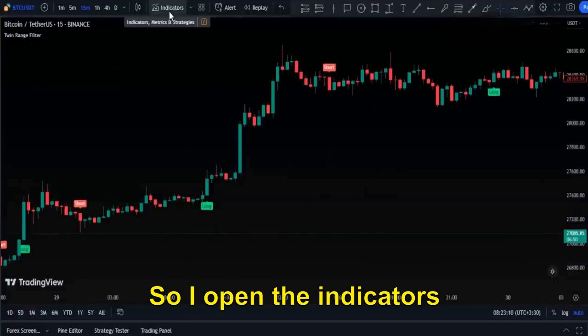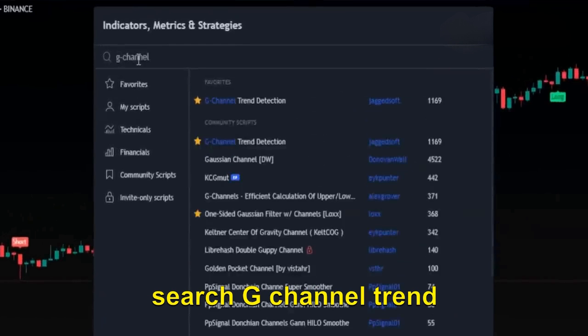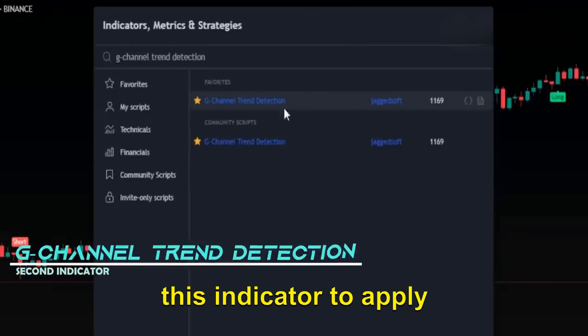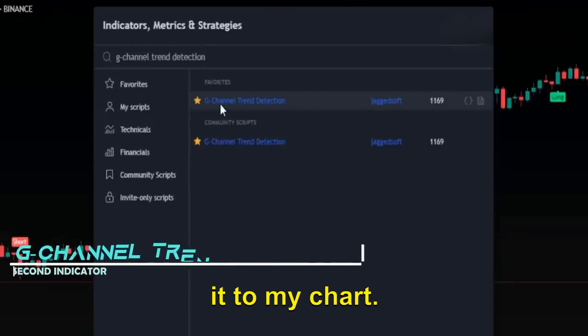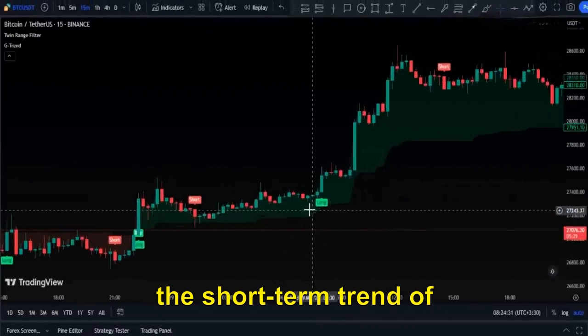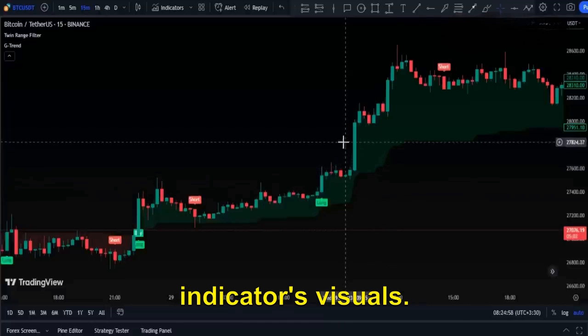So I open the indicators tab of TradingView again, and this time search G channel trend detection, and I click on this indicator to apply it to my chart. Actually, this indicator will be helping us to figure out the short-term trend of the market. But we could improve the indicator's visuals.